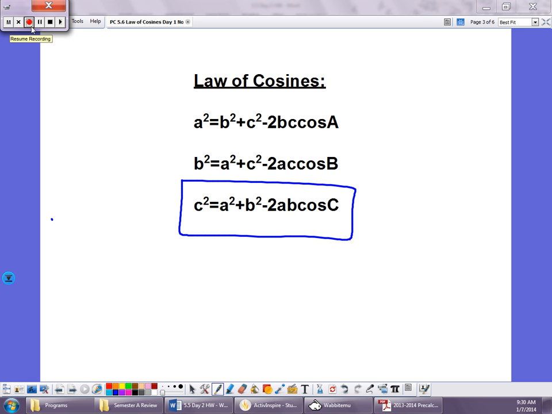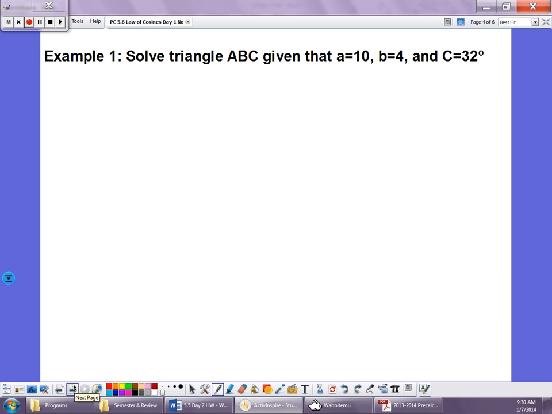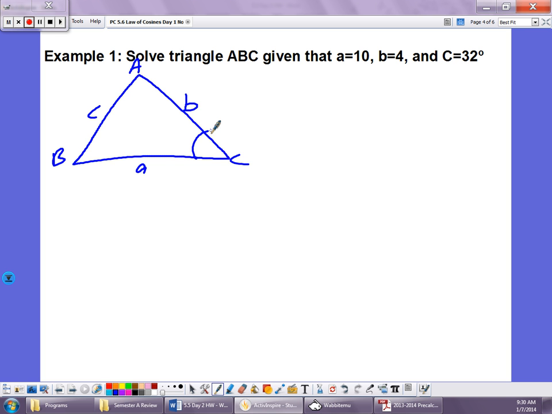So let's look at an example. Solve triangle ABC, given that side A is 10, side B is 4, and C is 32 degrees. So I have A, B, C. Angle C is 32 degrees. Side A is 10, and side B is 4.